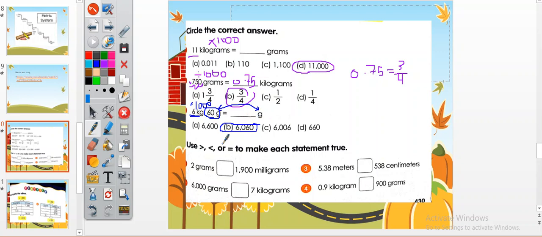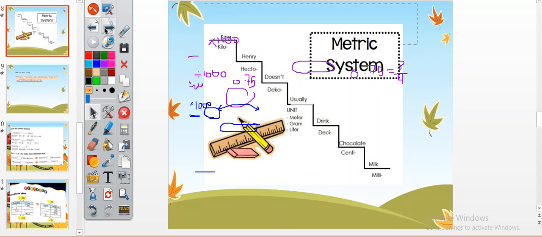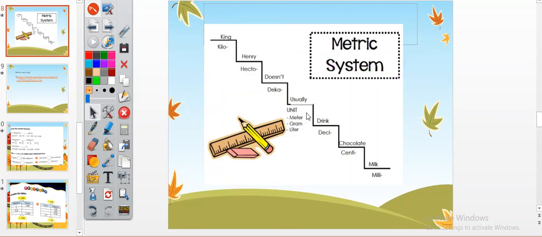Now use greater than, less than, or equal to make each statement true. 2 kilograms and 1,900 milligrams. Well, to convert from gram to milligram, just go to the table there. Then count from grams to milligrams, big to small. So first of all, you're gonna multiply, then count 1, 2, 3. Yes, multiply by 1,000.